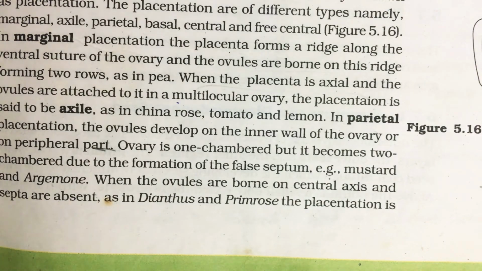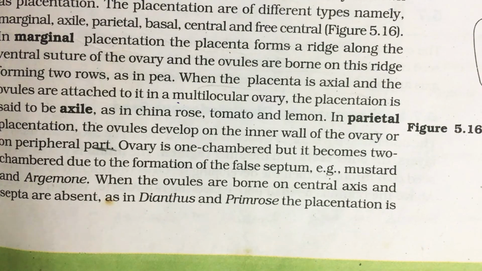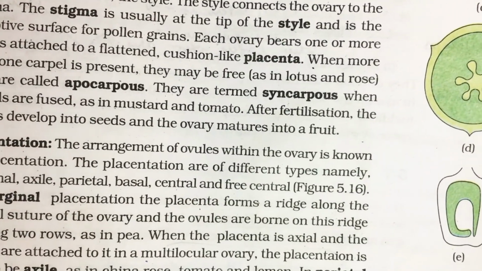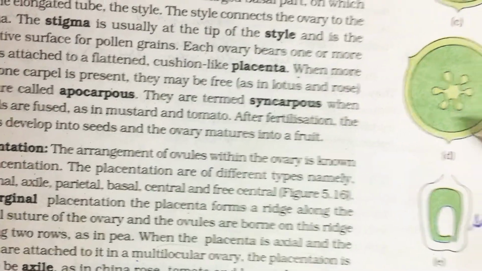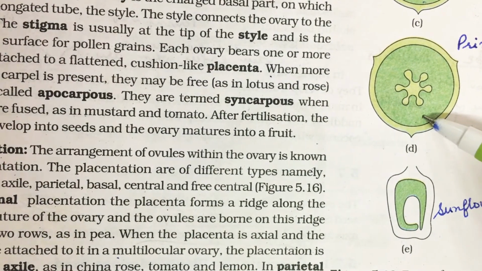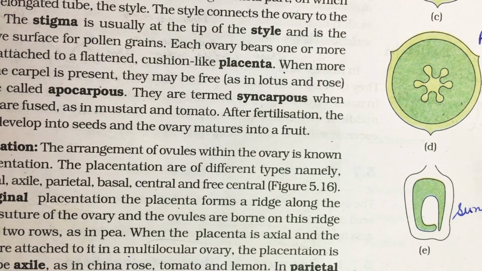When the ovules are borne on the central axis and septa are absent, as in case of dianthus or primrose. Just see the diagram here, dianthus or primrose. This is free central placentation. This is the example of free central placentation.